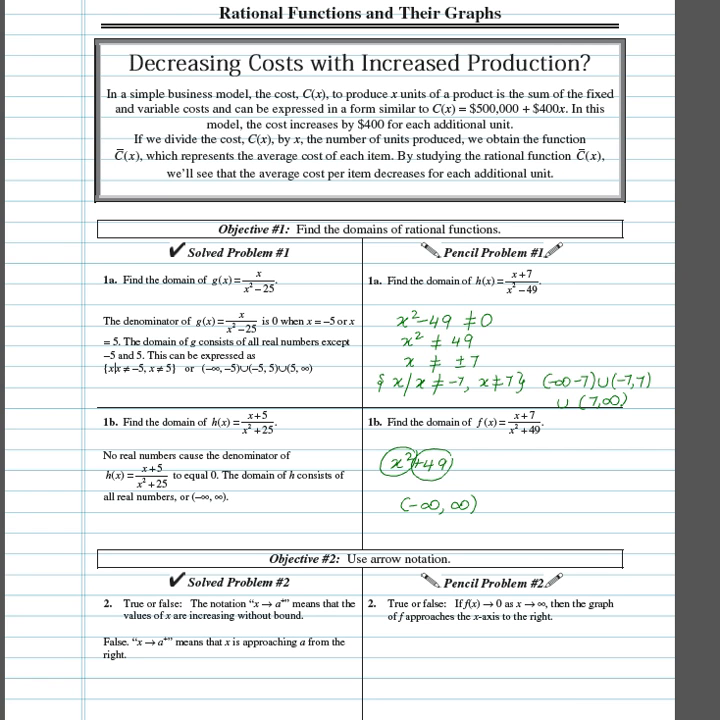True or false? If f of x goes to 0 as x goes to infinity, then the graph of f approaches the x-axis to the right. This is a true statement. If I draw an example, f of x is going to 0 as x is going to infinity. That means the graph of f approaches the x-axis to the right. So that is a way of looking at it.